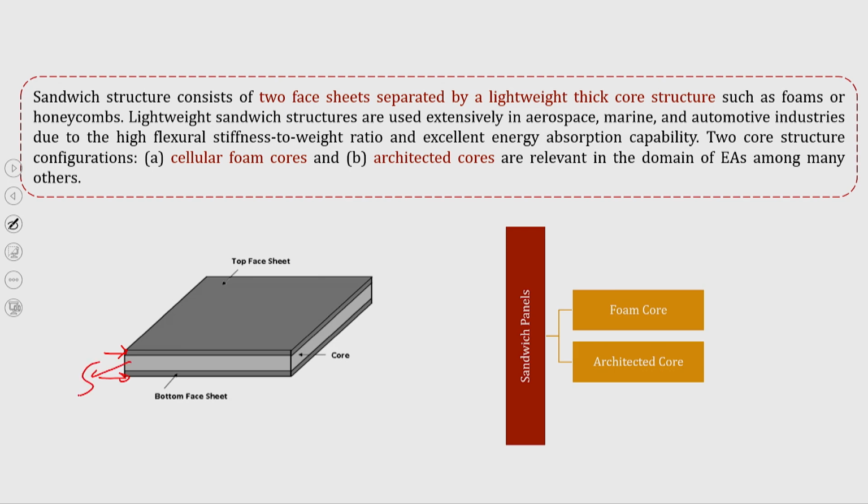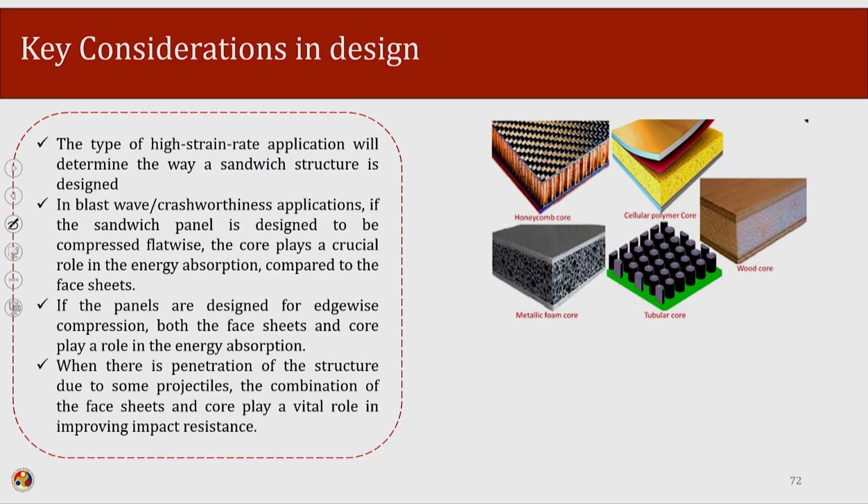This is the soft layer and this is the hard layer. The hard layer is normally used to distribute the energy over a greater area, and the soft layer is used to absorb the energy. So, this type of configuration, the sandwich configuration, has found application in blast applications and in vehicle crashworthiness.